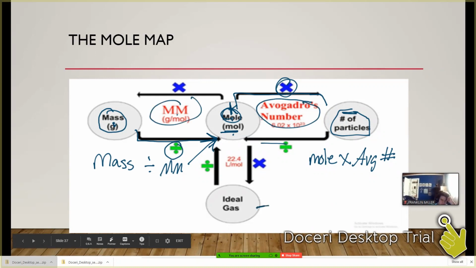Don't worry about the ideal gas law. We'll get to that one later. So the mole map is one way to try these problems. And then the other one is dimensional analysis, which is what we're going to look at now. And then you'll have to figure out what works best for you.